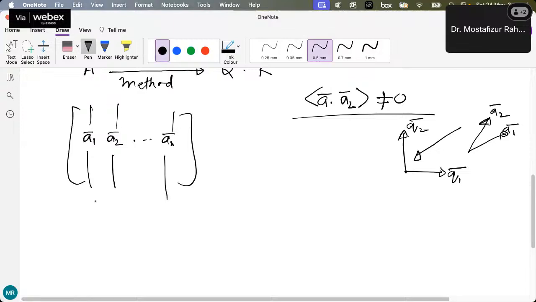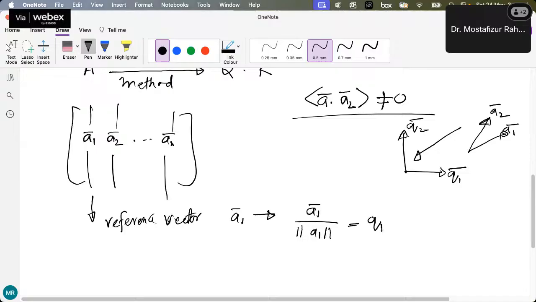So what this procedure does is that first you take the first vector, A1, as a reference vector, and you normalize the A1 vector by the norm of A1, the 2-norm. So you will get some vector, and you call it the Q1 vector.